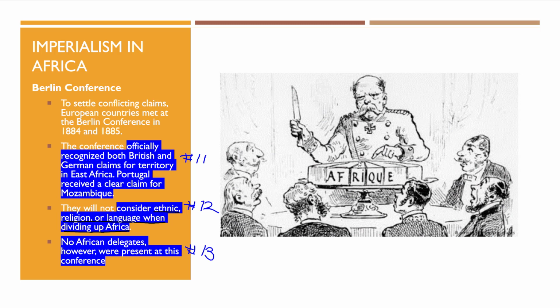Also, many of the African delegates, or any representation from any tribe whatsoever in any part of the African continent, which is pretty huge, the second largest continent on the planet, were not present at this conference. So they had no say in what was happening to their land or what was happening to the continent itself. Okay, so that's 11, 12, and 13.